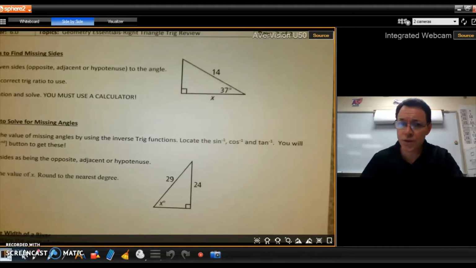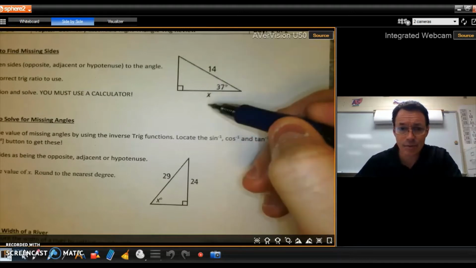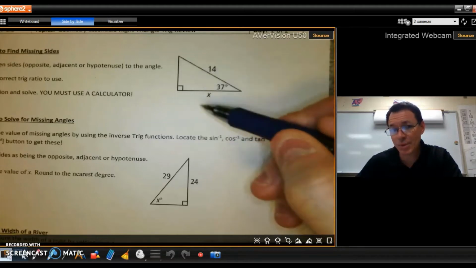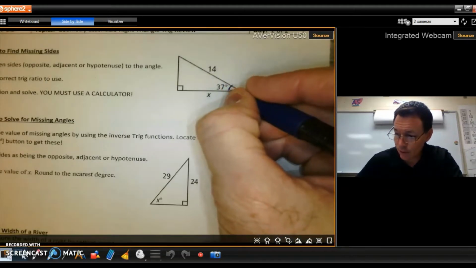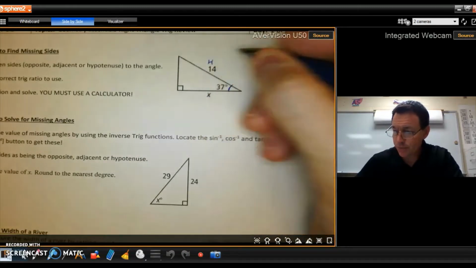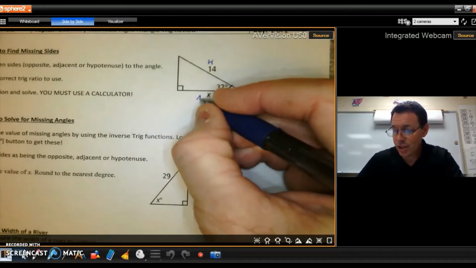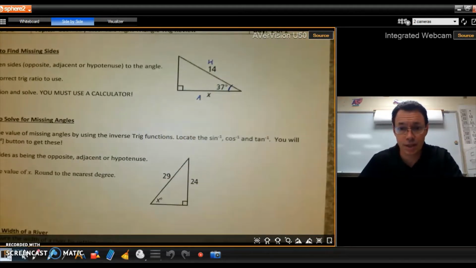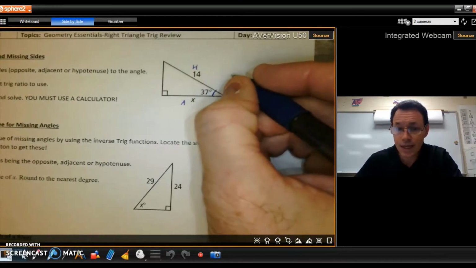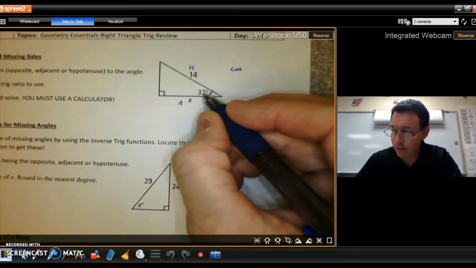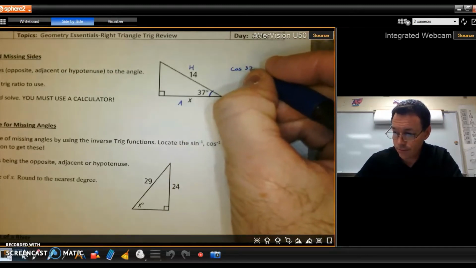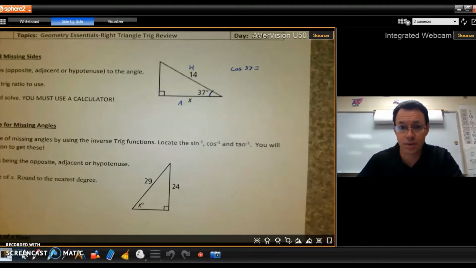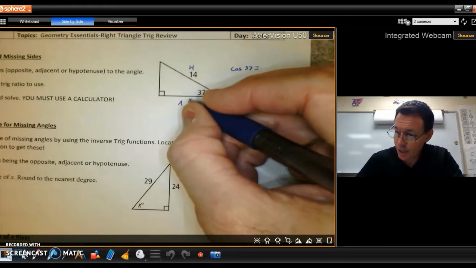Okay, so first off, if I am missing a side of a triangle, I can set up a trig function using the relationship that they're giving me. They're giving me this angle, they gave me the hypotenuse, and then they want me to find the adjacent side. Well, the trig function that deals with adjacent and hypotenuse is the cosine. So I'm going to go over to the side, and I'm going to say the cosine of my angle is, and then I'm going to set up the ratio that has to do with the cosine of a 37-degree angle, which in this case is going to be x over 14.